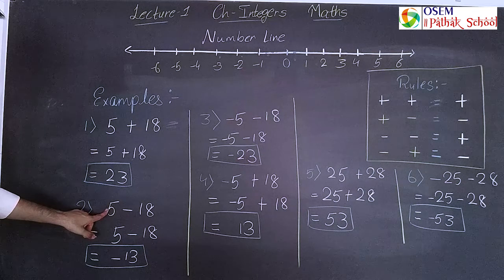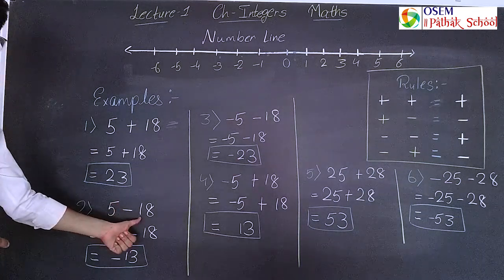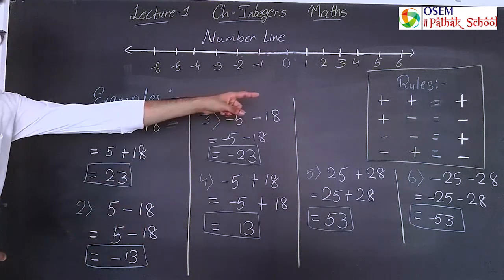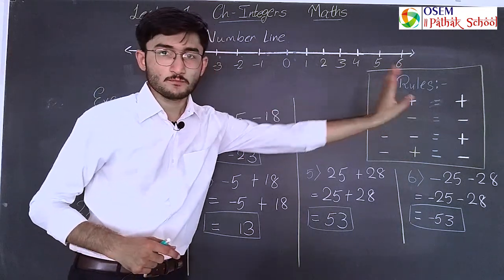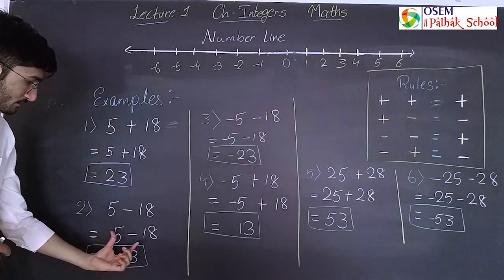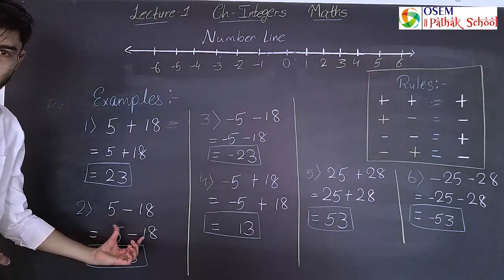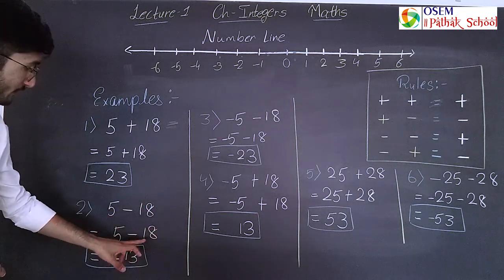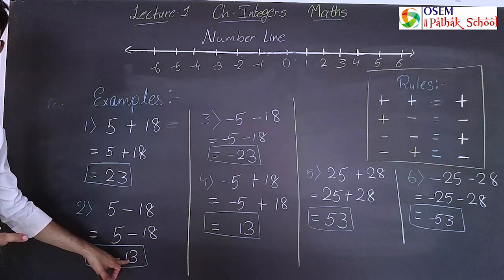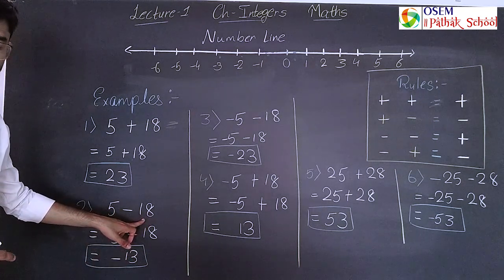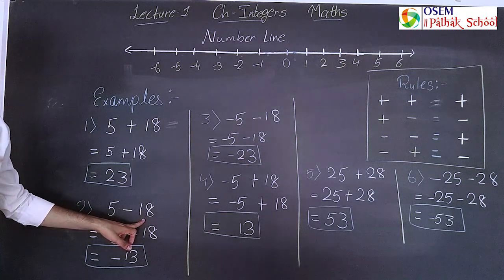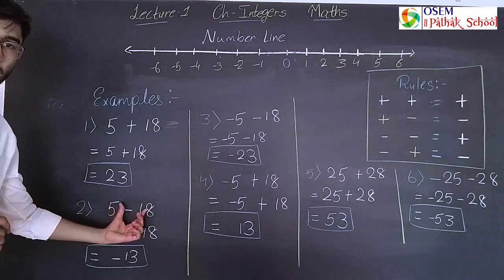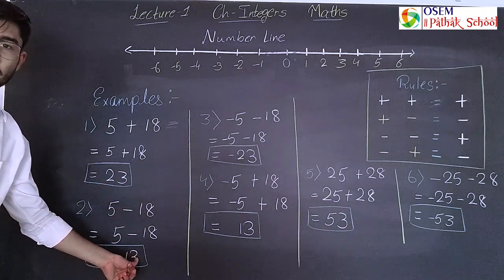Example number 2, 5 minus 18. So here one is plus, another one is minus. There you can see that plus minus is minus, right? So subtract the numbers. You have to subtract the smaller from the bigger number, that is 18 minus 5, that is 13. Now what about the sign? 18 is a bigger number, so we have to keep in mind that the sign is always of the bigger number. 18 is the big number and the sign is minus. So the answer is minus 13.